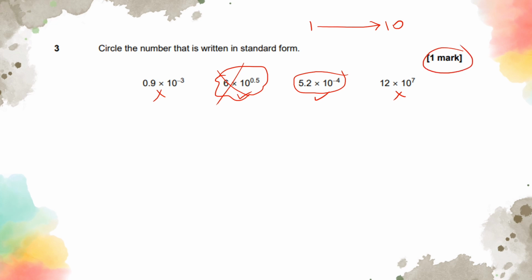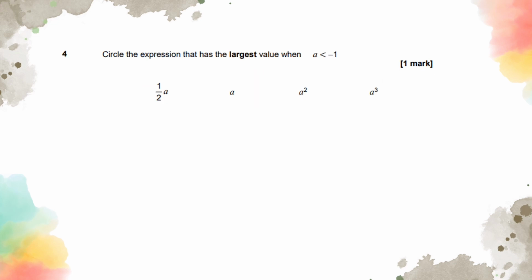Question number 4, circle the expression that has the largest value when a is less than negative 1. Any number that is less than negative 1 substituted into these a's will give us an outcome.